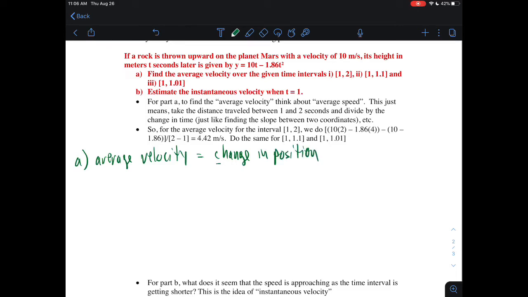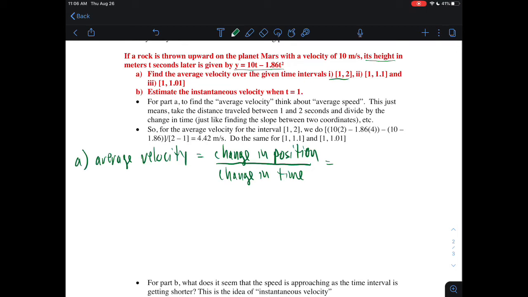And then what we are going to divide by is how much time went by, so the change in time. To figure out the change in position, remember that we are given position as height, and that is given by a function. So the change in position is where is this rock in part I at 2 seconds, and then where is this rock at 1 second, and then find the difference between those two.